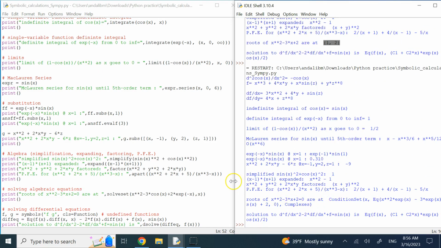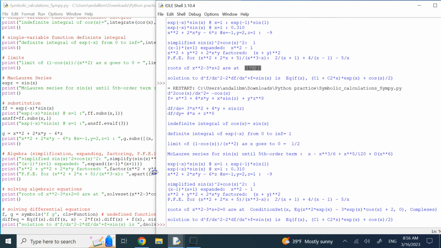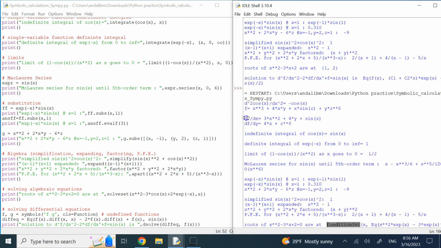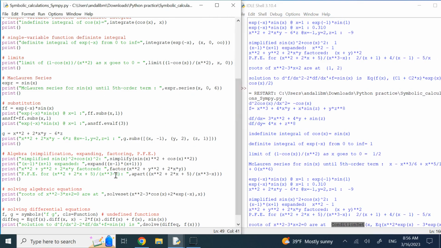But you see here, it says the roots of this as ConditionSet complexes. What does that mean when you get something like this? It means, hey, sorry, I could not solve, okay? When it doesn't give you numbers, that means I could not solve it, okay? And don't be surprised. It cannot. Not every algebraic equation we can solve analytically. That's why we have the numerical methods, okay?